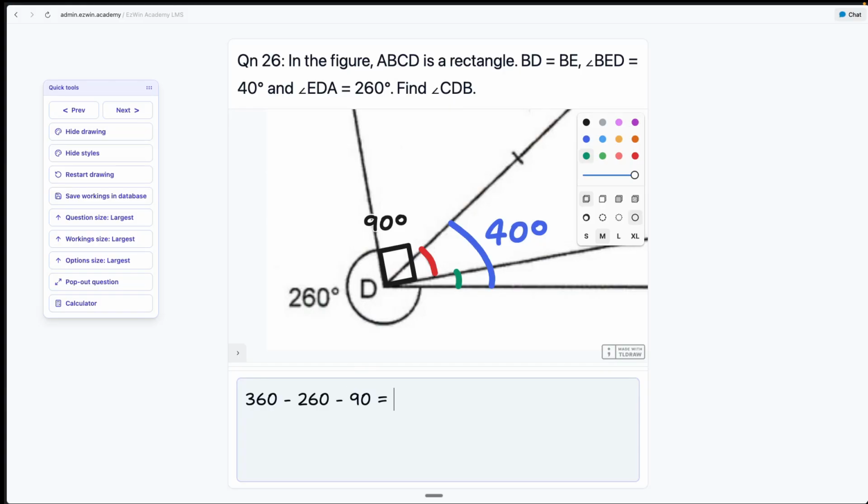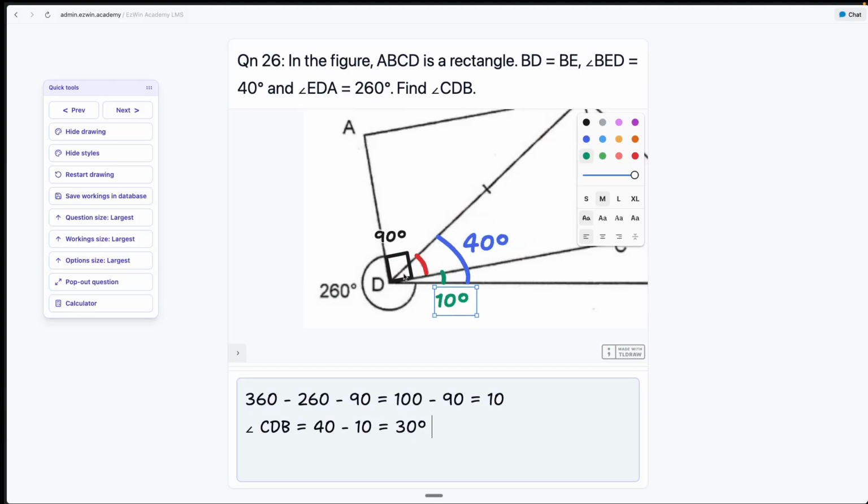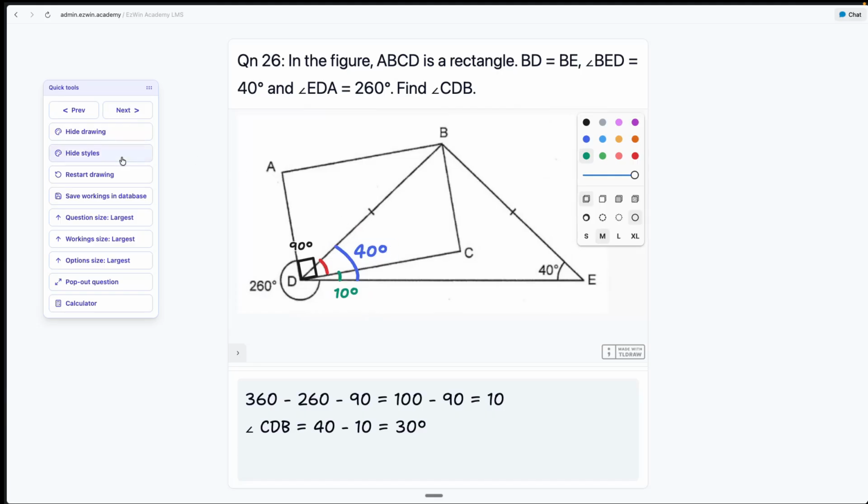And what would this give us? 360 minus 260 is 100, minus 90. This will give us 10. Pretty straightforward. So this will then become 10 degrees. Since this green angle is 10 degrees, from here we can just minus 40 minus 10. So angle CDB is equal to 40 minus 10, which is equal to 30 degrees. There you go. So that's the answer, 30 degrees.